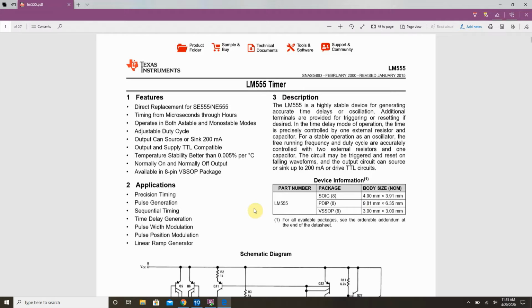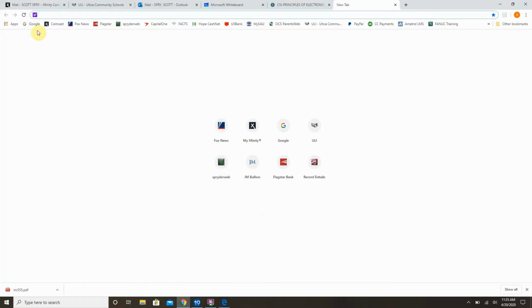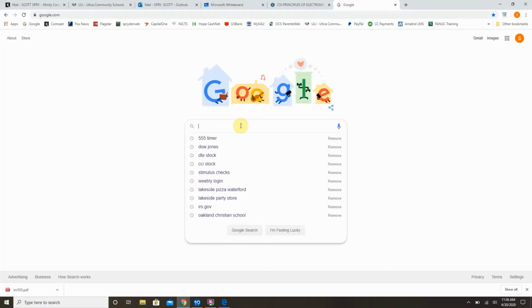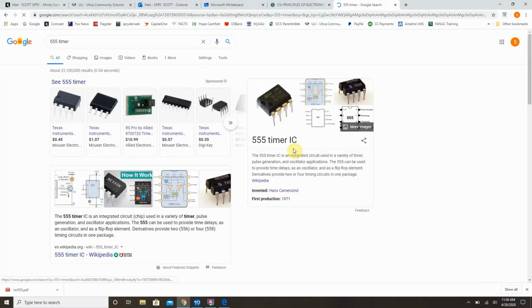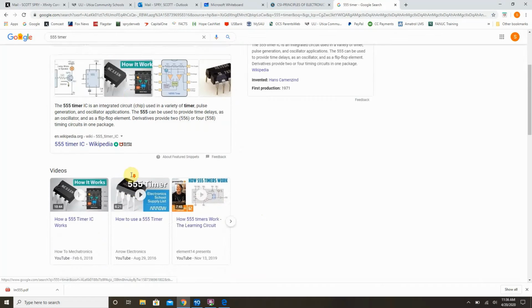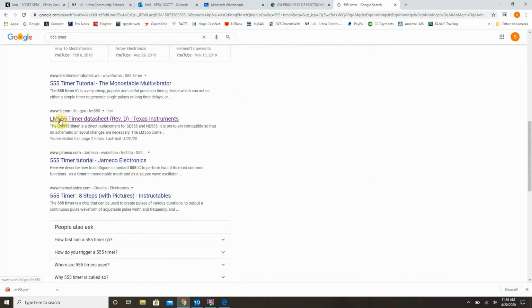It has a lot of great information that without this, there's no way you could even build a circuit using the 555 timer. So I want everybody to make sure they're using the right, the same one. If you Google 555 timer, it's going to give you all the nice pictures of what it looks like and everything. If you go down, the one that you need to have is the LM555 timer datasheet Rev D from Texas Instruments. That's the one we want.